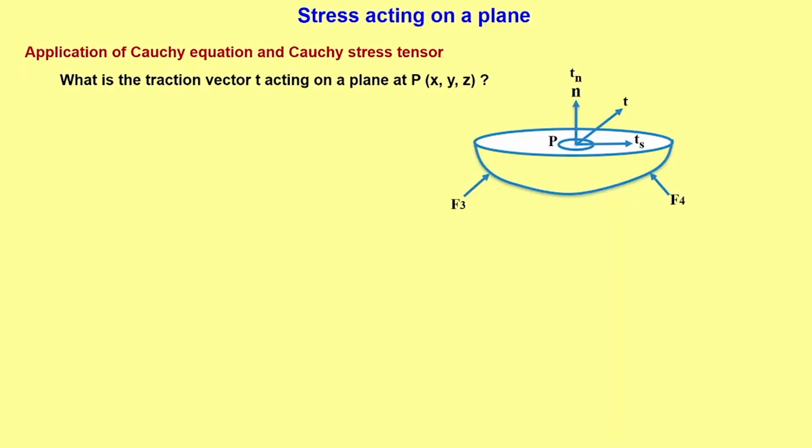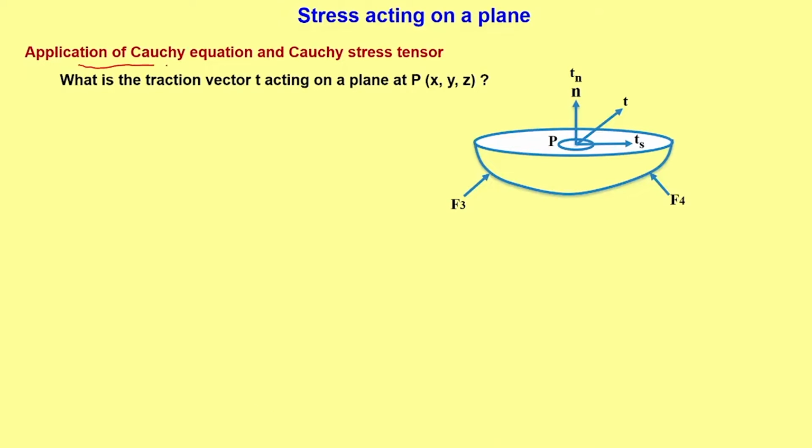So, we will start. The discussion for today is stress acting on a plane. We have discussed stress acting at a point, but it is the sum effect of the whole body. Now, if you cut the body into two halves by a cutting plane, we are interested in finding out what stresses act on that plane. This is one typical application of Cauchy's equation and Cauchy's stress tensor. I am not repeating Cauchy's stress tensor, it is a 3 by 3 matrix form.